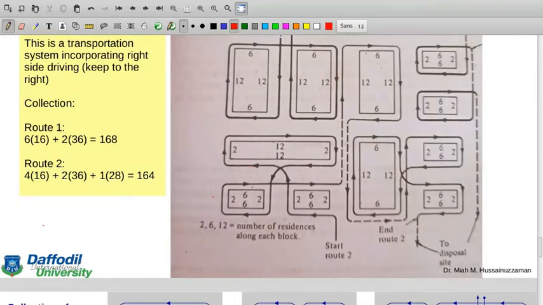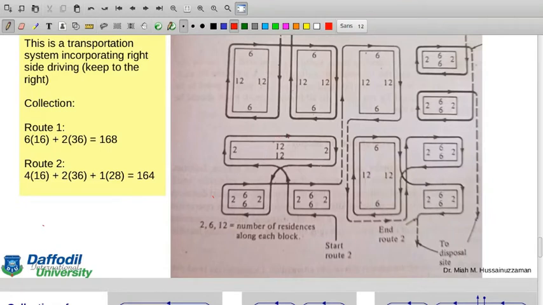Okay, so this is an American book. So their driving pattern is on the right hand side. So when they drive, this is the road. They drive on the right side, so they are all close to the right side.